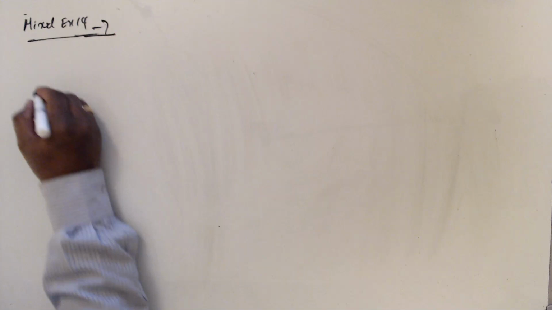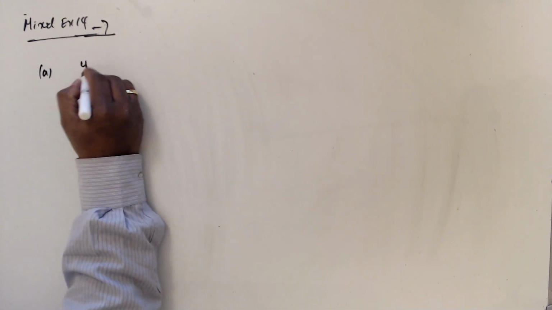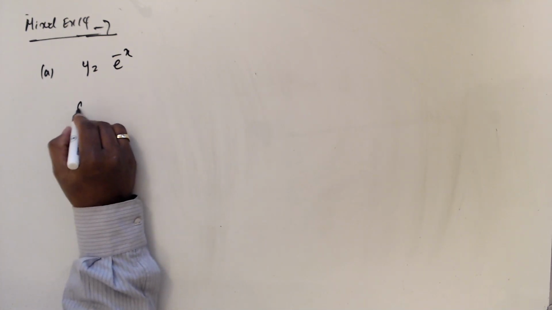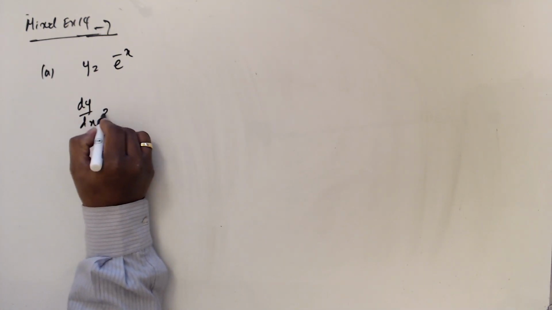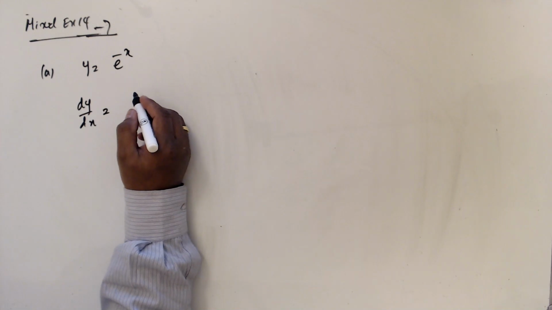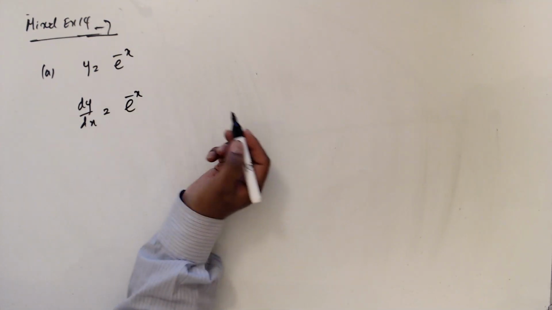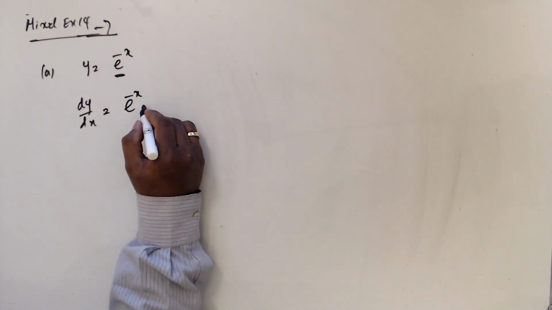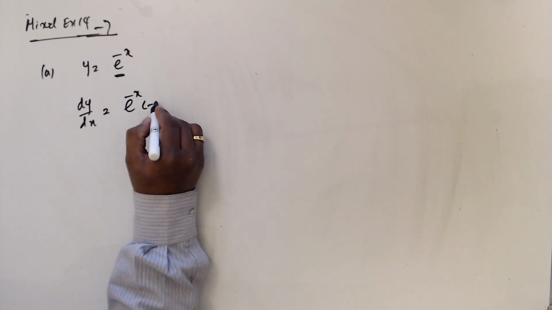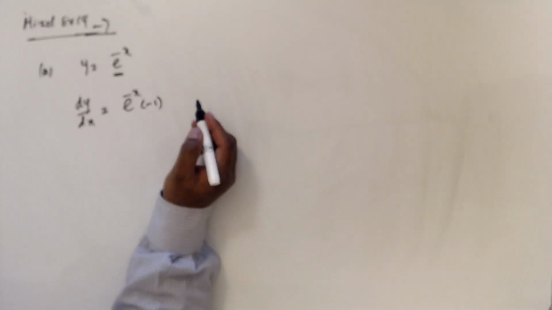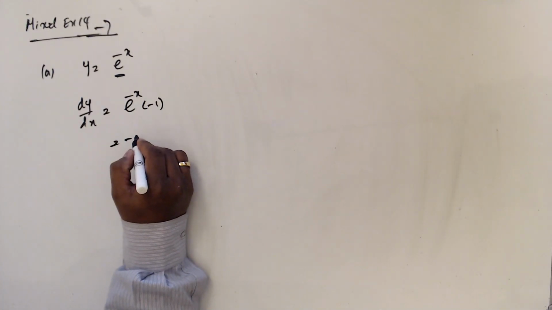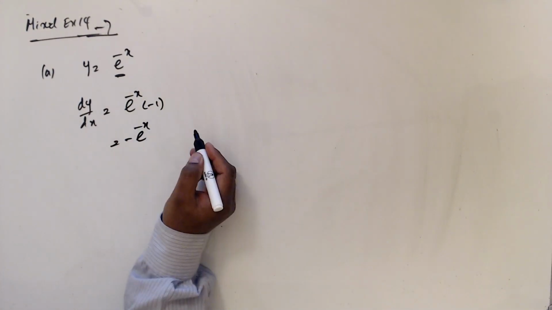Question number 7a. y equals e to the power minus x. We want to differentiate, so dy over dx. First of all, we write the same answer. Same one. Then differentiate minus x. Minus x differentiation is minus 1. So this is going to be minus e to the power minus x.